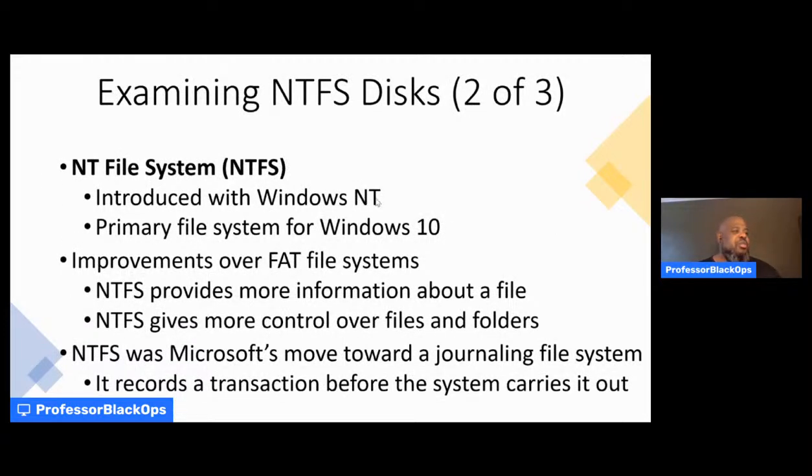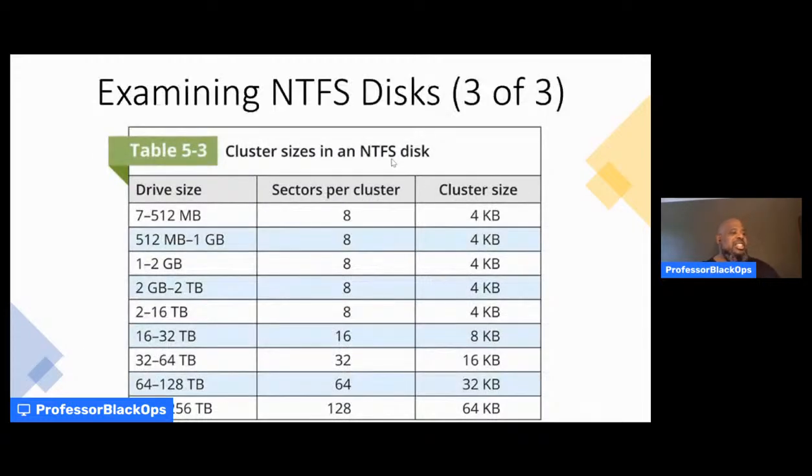So NTFS, Windows NT, is part of your Windows 10 system too. It's an improvement over FAT, provides more information about the file, and gives more control over the files and folders. Microsoft moves towards a journaling file system. It records a transaction before the system carries it out. And inside an NTFS file system, once again, the clusters are bigger, right? They go from 512 bytes, 1 gigabyte, 2 gigabytes, to terabytes, all the way up to 128 terabytes. So those are bigger spaces, bigger tracks you can get to.